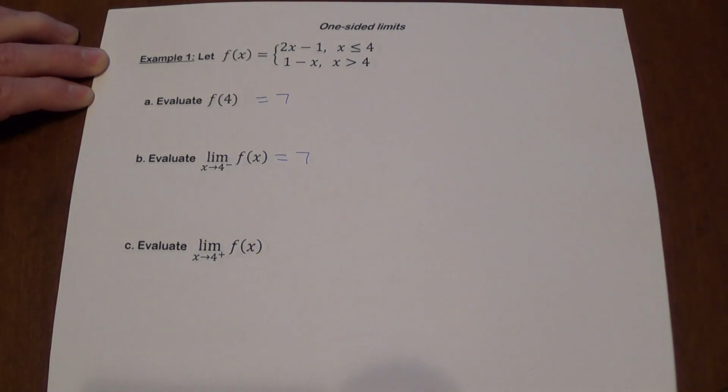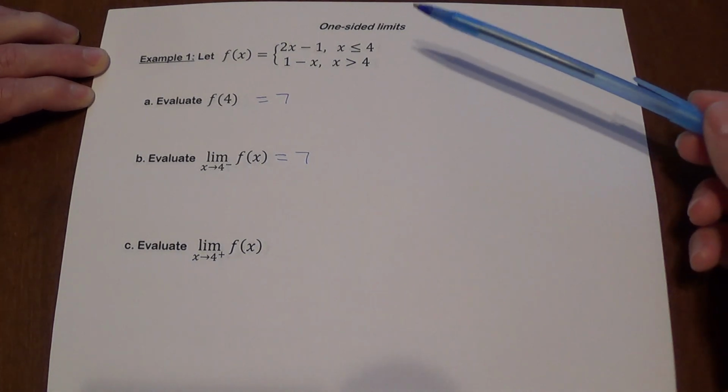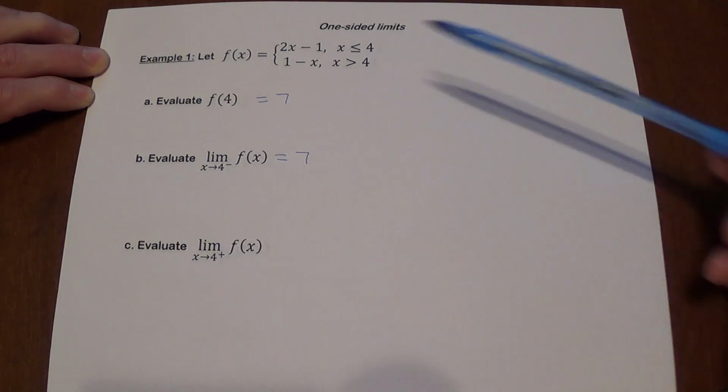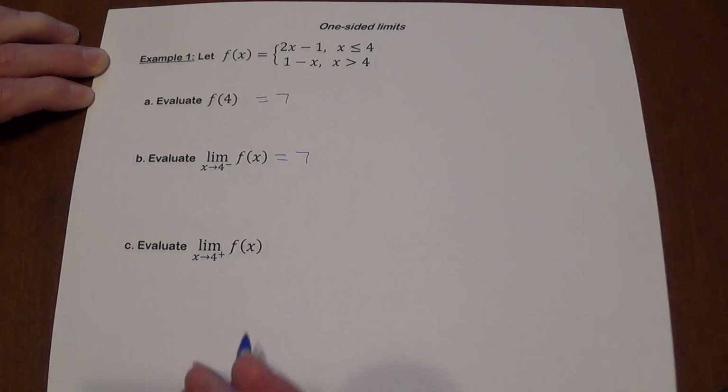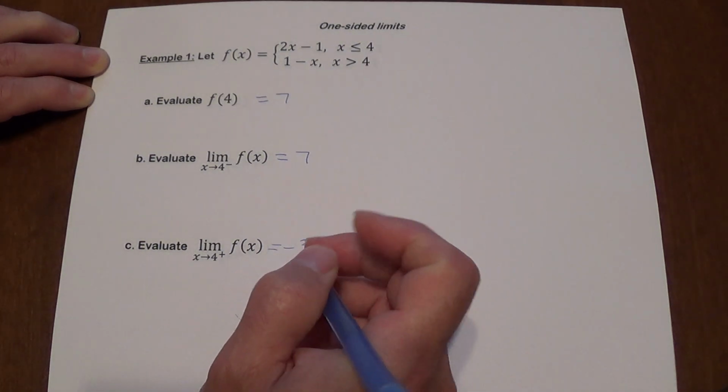Now let's take a look at the next one. Here we're approaching 4 from the right. From the right, we have to have values greater than 4, so that's this one. So it's going to be 1 minus 4, which will give us negative 3.